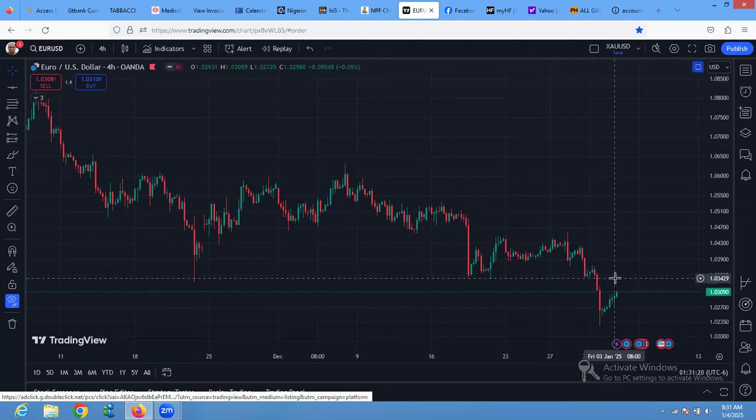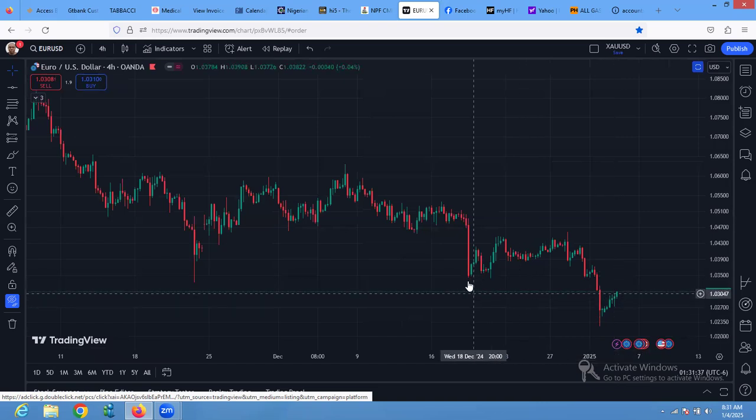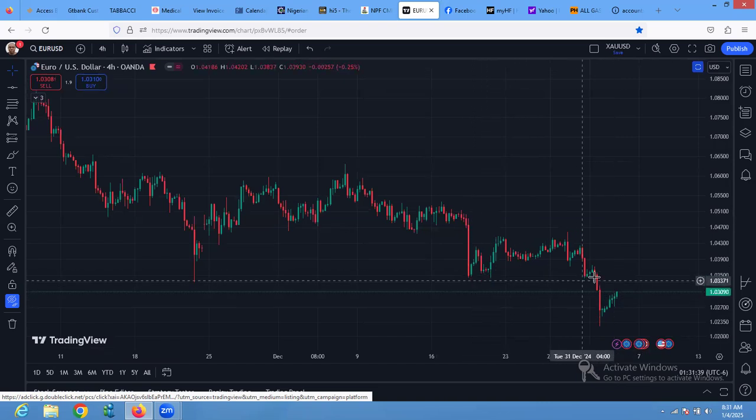This area between here is the support area. So if I were you, I would be looking most importantly around this area, between this area of 1.0. It's more clear on the 4-hour time frame. This area of support, you can see the third support. This is the area you should be looking to sell.